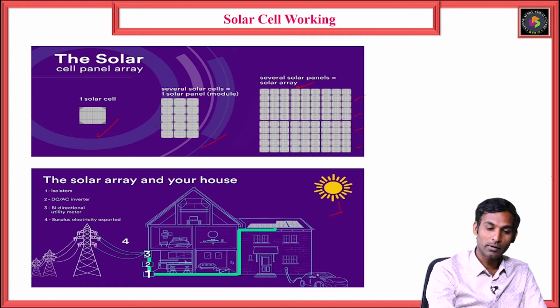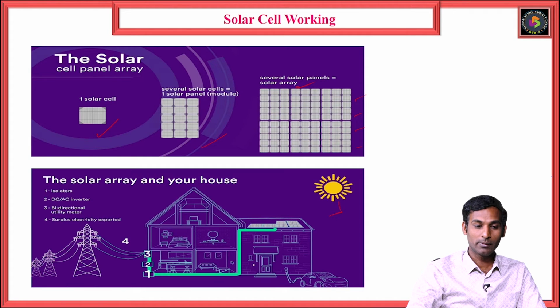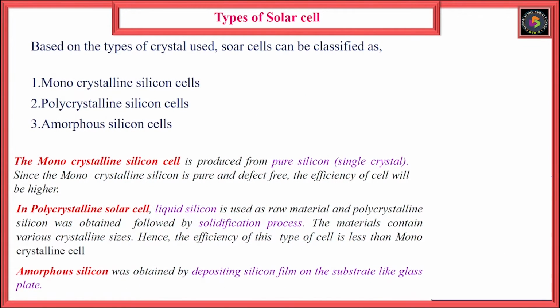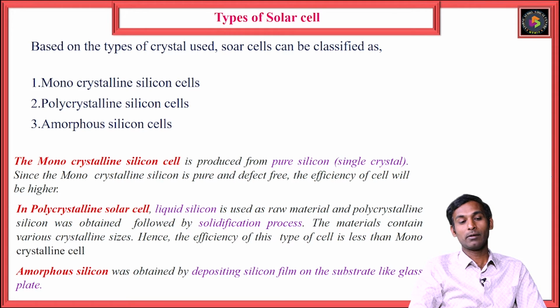From the construction point of view, in the house, we are using this kind of technology. It is said to be a solar array for our house purpose. Next, what are the types of solar cell? Based on the types of solar cell crystals, solar cells can be divided into different types.